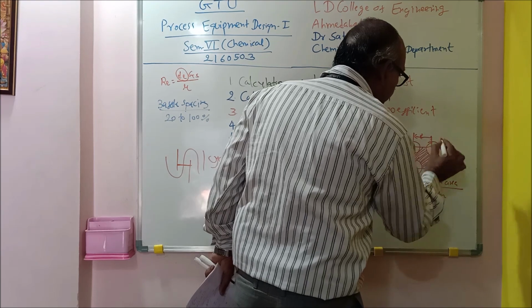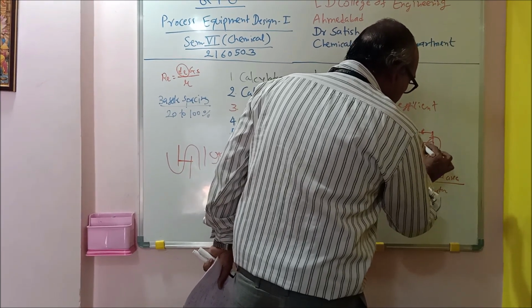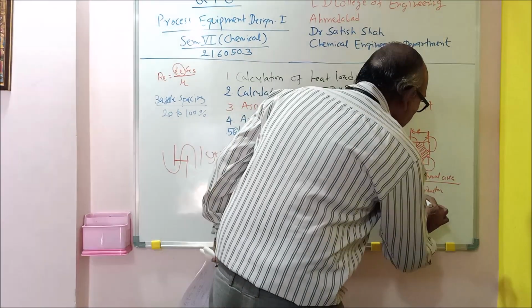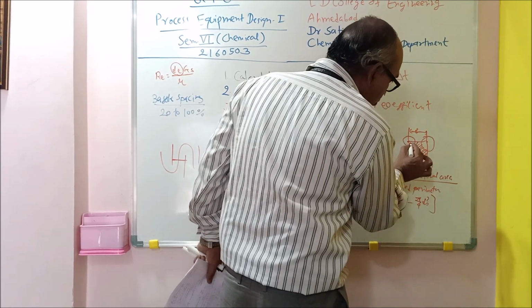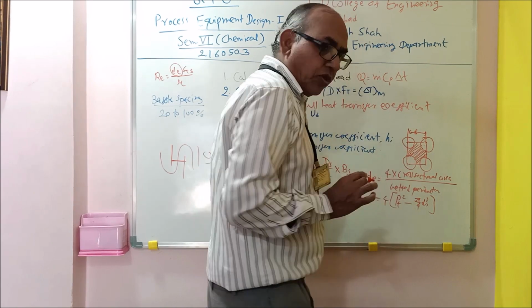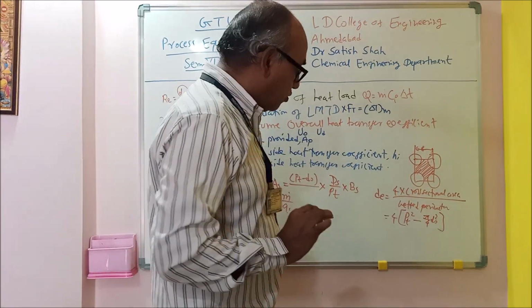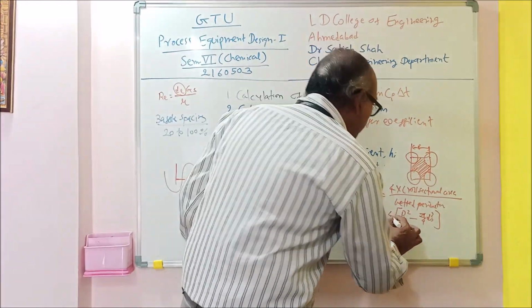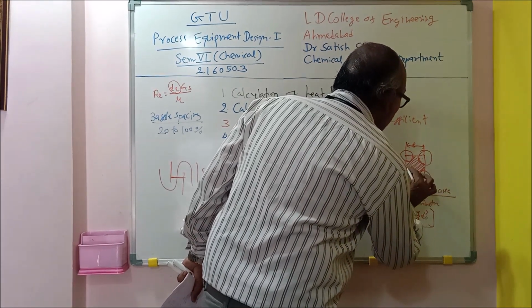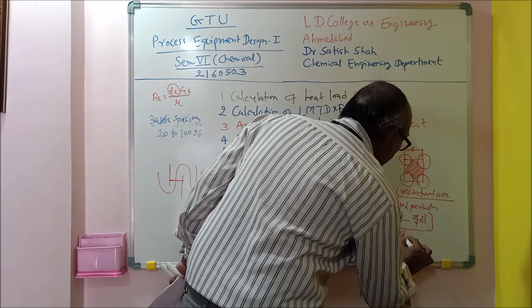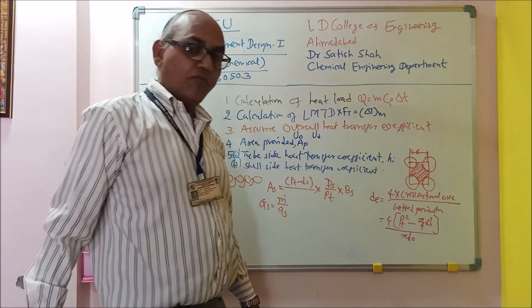This is PT and this is the tube body. So if you say it is minus pi by 4 DO square, because if you see here 1, 2, 3 and 4, so it is making a total of one circle. So it is pi by 4 DO square upon the wetted perimeter, which is equal to pi DO.